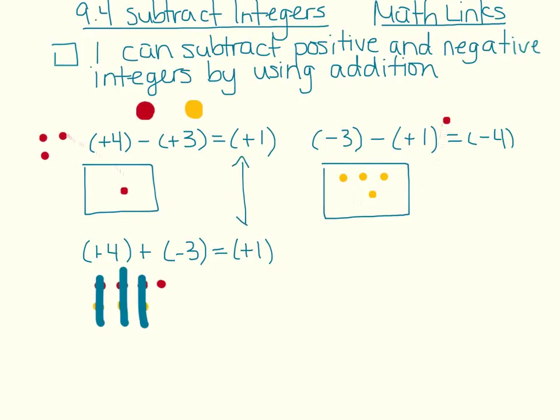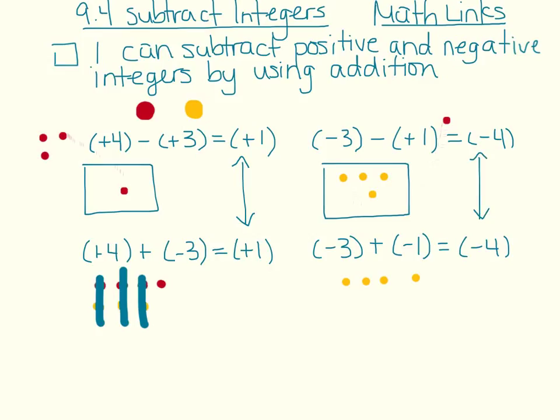Notice the similarity. Let's try it again. If we have negative 3 plus negative 1, I start off with 3 negative chips. I add 1 negative chip, and I have at the end 4 negative chips. Negative 3 plus negative 1 equals negative 4. Again, we have the same answer.